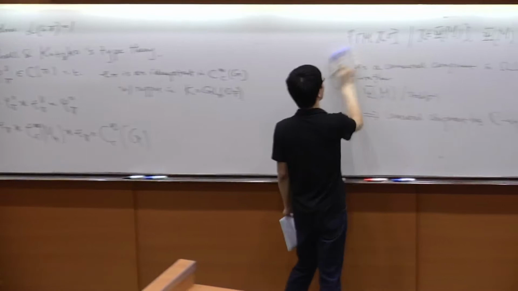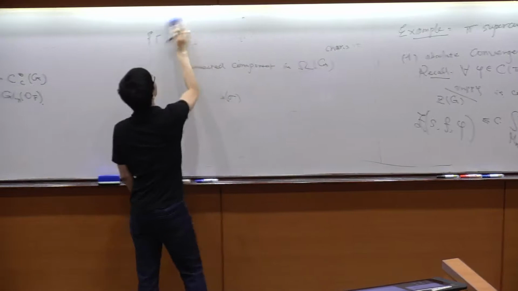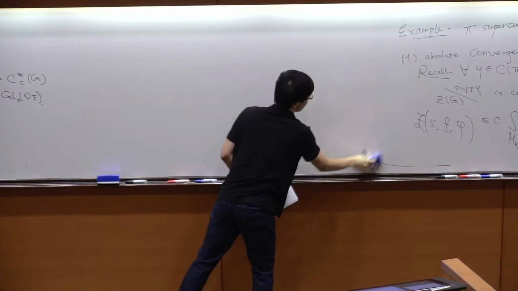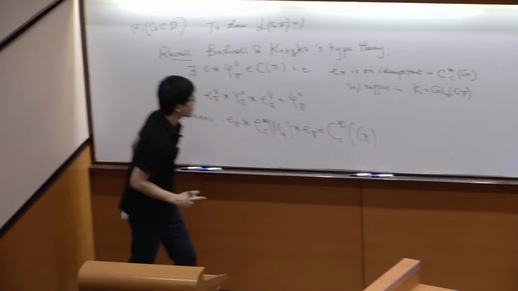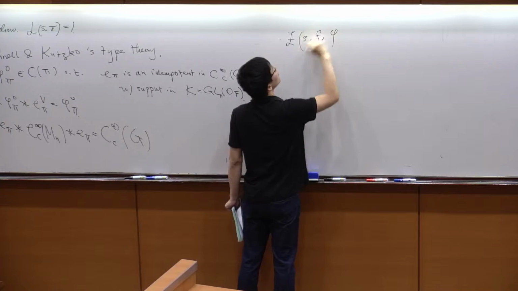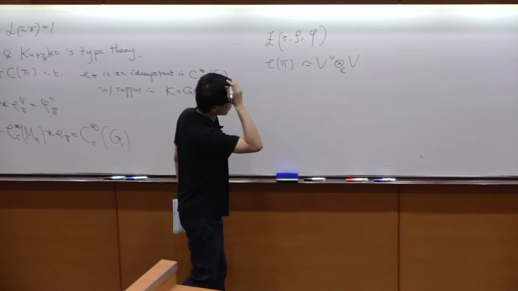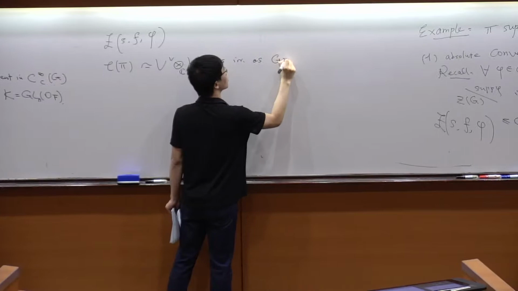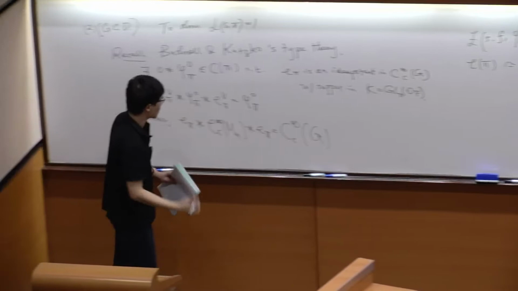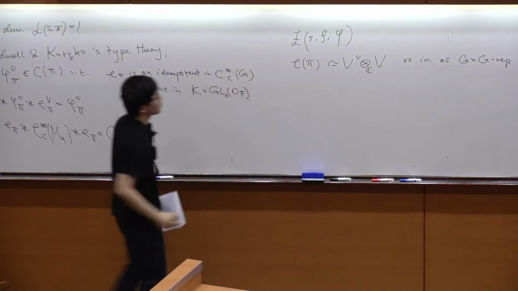Then let's run a zeta integral procedure, Z(s, f, phi). Here we notice that C(pi), the space of matrix coefficients, is isomorphic to V check tensor V, as a representation of G cross G, which is irreducible. Therefore, if we want to show the properties of the zeta integral for any matrix coefficient phi, we only need to show the property for the particular matrix coefficient phi naught pi here.